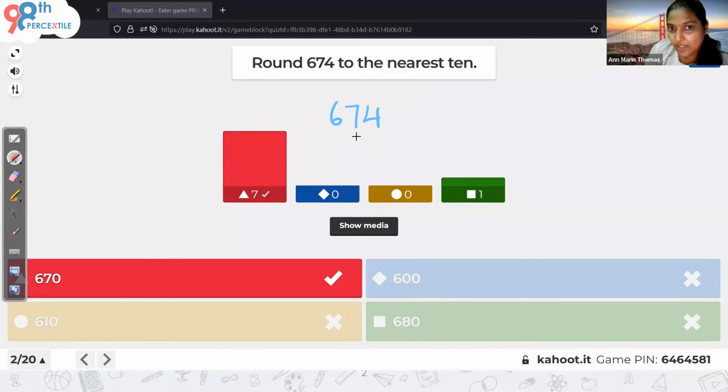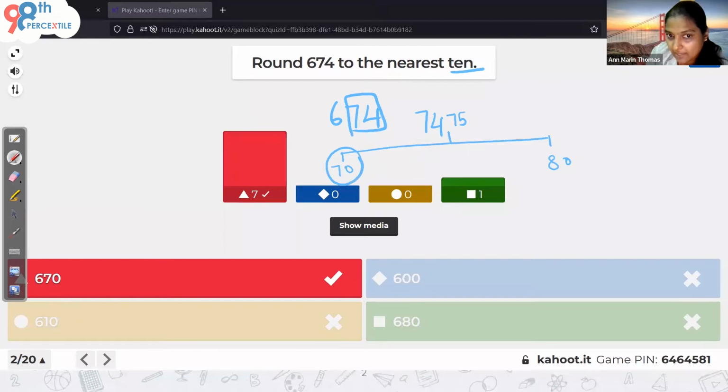You have to do it to the nearest 10, so you have to observe this part of the number, that is 74. Now, if I draw a number line, I have my 70 here and my 80 here to identify the nearest 10. Numbers that come between 70 and 75 fall into this category. So therefore, this will become 670. Are we good till here?